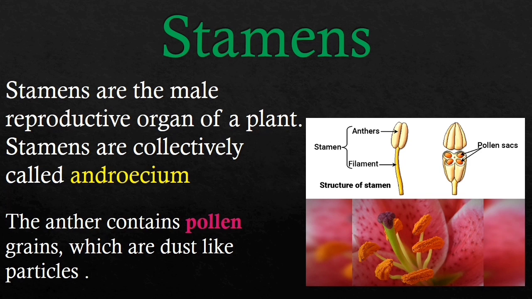Stamens. Stamens are the male reproductive organ of a flower, which can be clearly seen by removing some petals. Stamens are collectively called the androecium. Each stamen consists of a long narrow filament with a bilobed sac-like structure called anther. The anther contains pollen grains, which are fine dust-like particles. Pollen grains take part in reproduction.